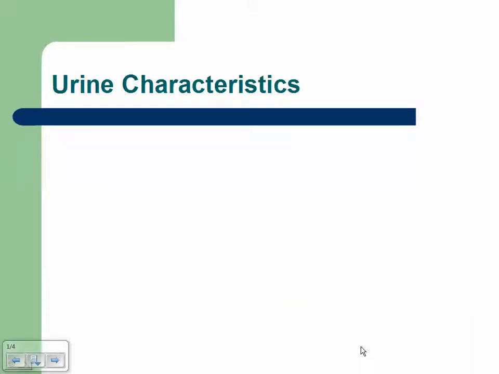Okay, so what should our urine look like when this is all said and done? It should be mostly water. So even though a lot of the water gets reabsorbed and still used in our body, we should have enough to water down the solutes that are in our urine. Our urine should not be a dark yellow color. That means it's too concentrated.